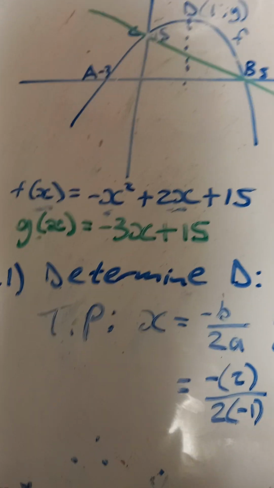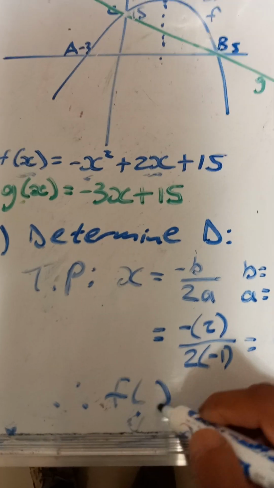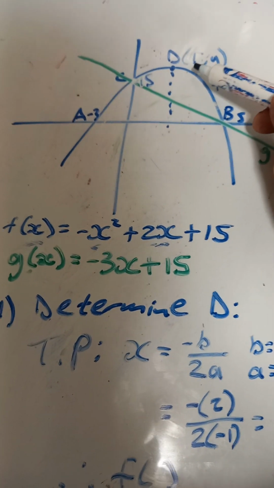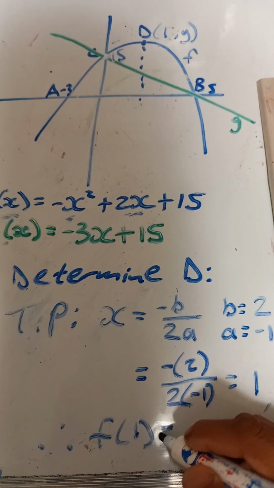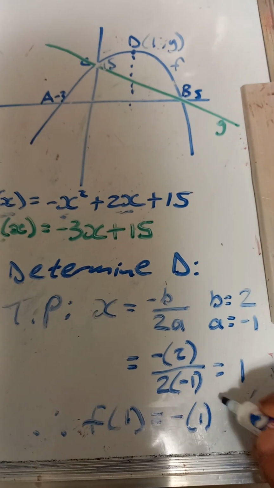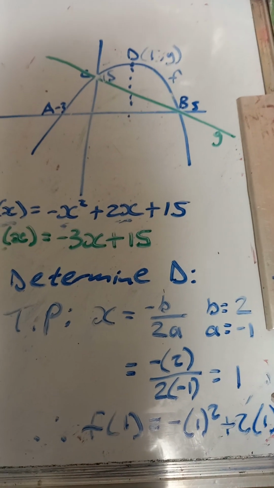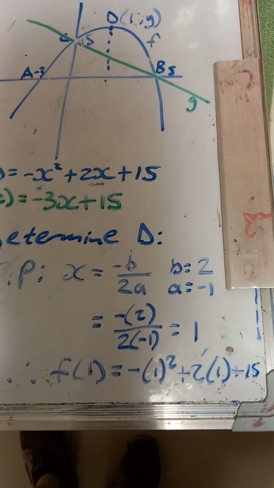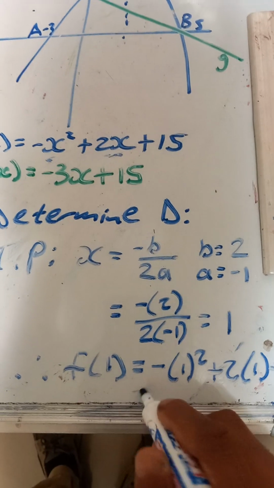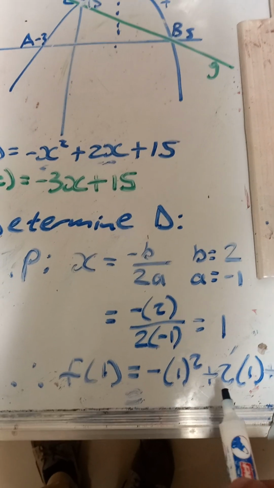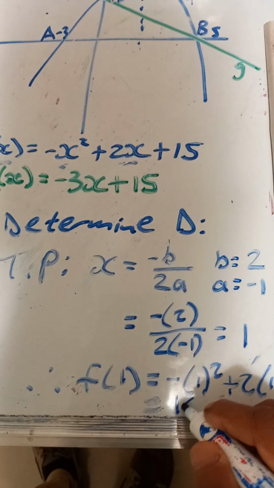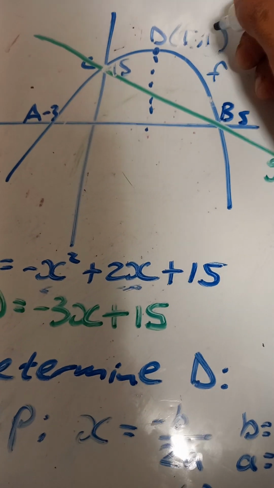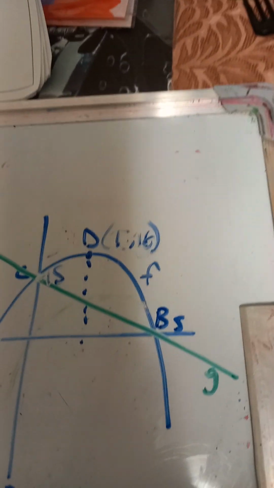So then therefore I'll have what? I'll have f bracket, and what am I replacing my input with? I'm replacing my input with 1, there. So then that equals negative bracket 1 squared plus 2 bracket 1 plus 15. What does that answer come to? Comes to 16. So that is the turning point's coordinates, 1 and 16.